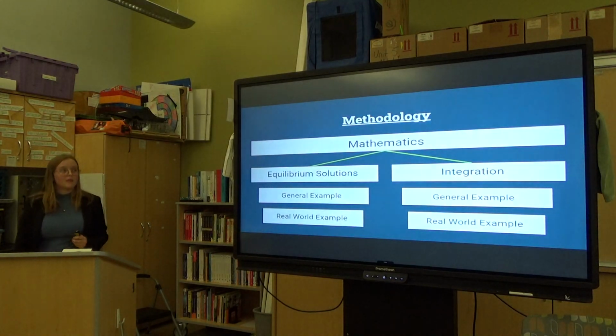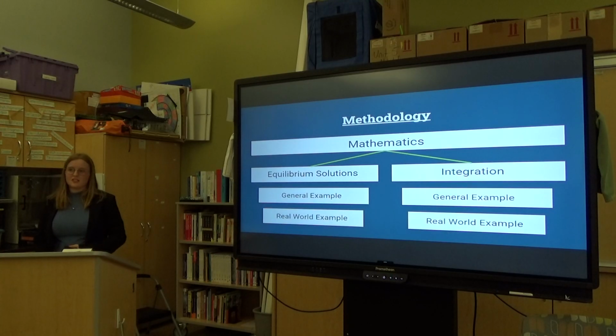This leads into my methodology. Overall, mathematics is an overarching method, but each of these two, equilibrium solutions and integration, is a method in themselves and will be looked into with respect to a general example and a real-world example. The general example will show, without specific variables, the general processes that each step takes.